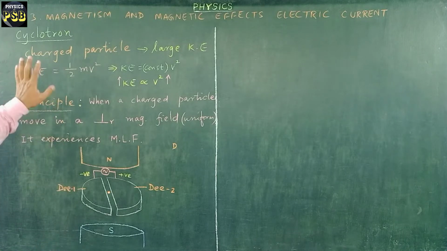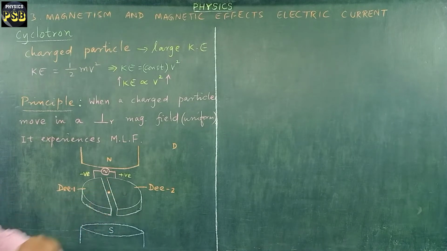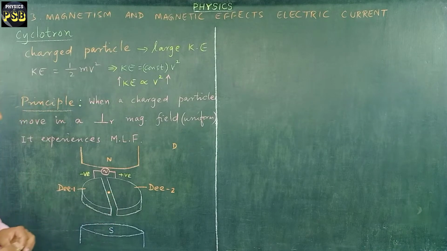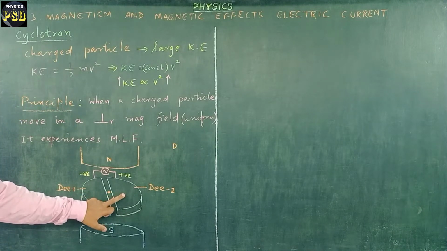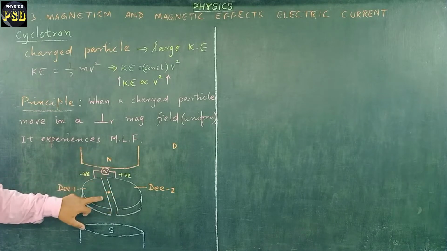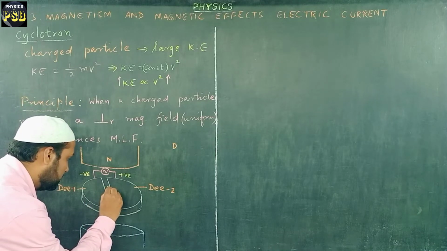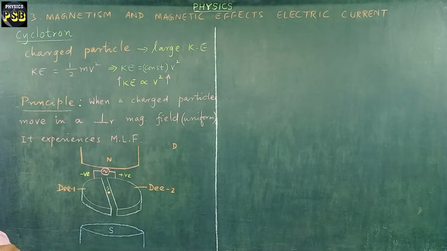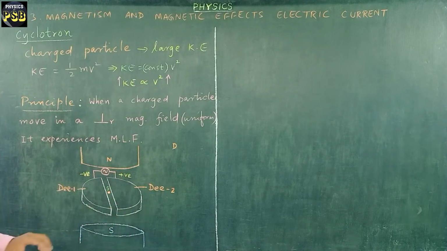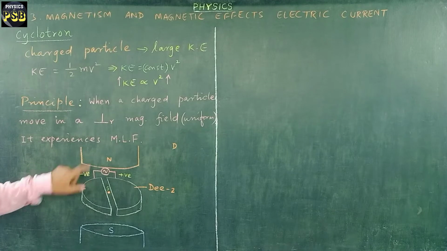I repeat once again. A cyclotron consists of two semicircular hollow containers enclosed in an evacuated chamber. They appear like the letter D, so they are called D's. These two D's are separated by a small gap. In that gap we place the source of charged particle or ion. Then these two D's are placed in the uniform magnetic field produced by an electromagnet. This is the north pole of the electromagnet, this is the south pole of the electromagnet.